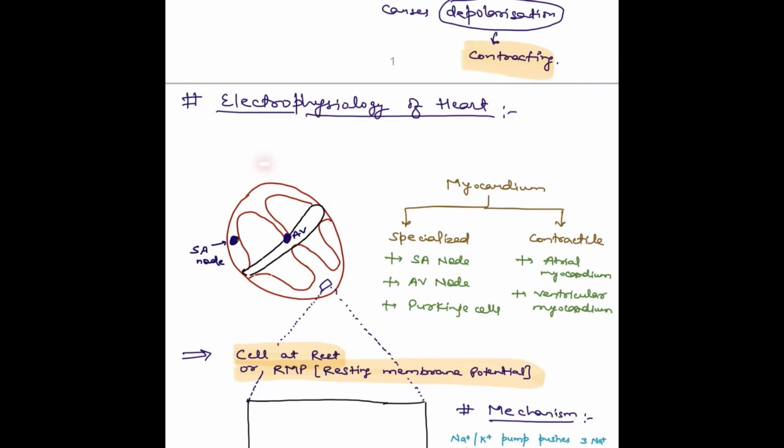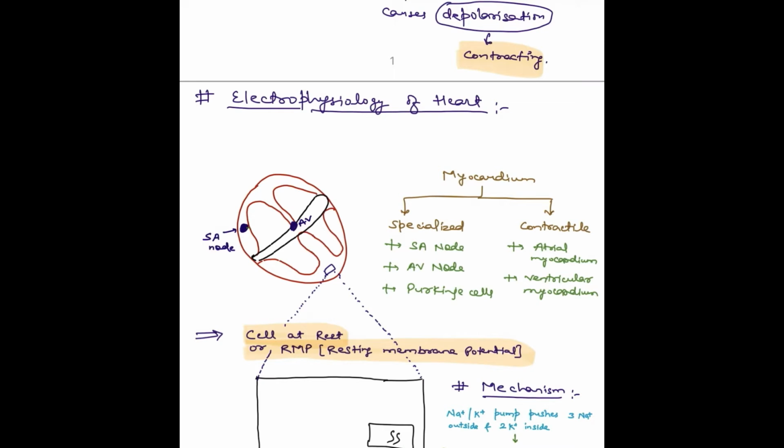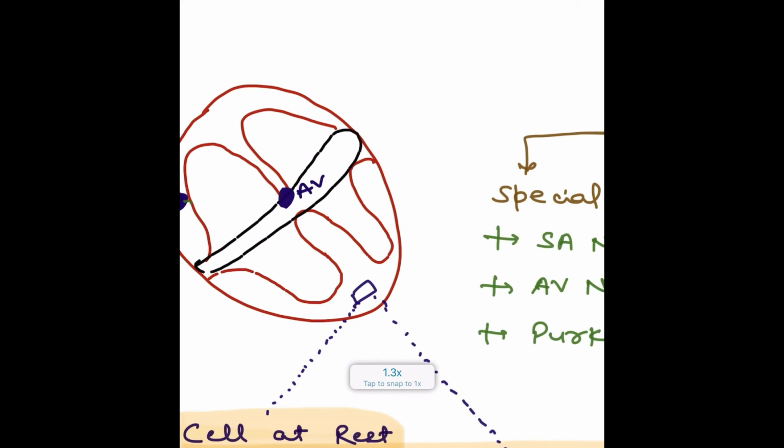So here is our beautiful heart. Let's zoom in. We have the SA node, the AV node, the bundle of His and the Purkinje fibers. This is the SA node, this is the AV node.